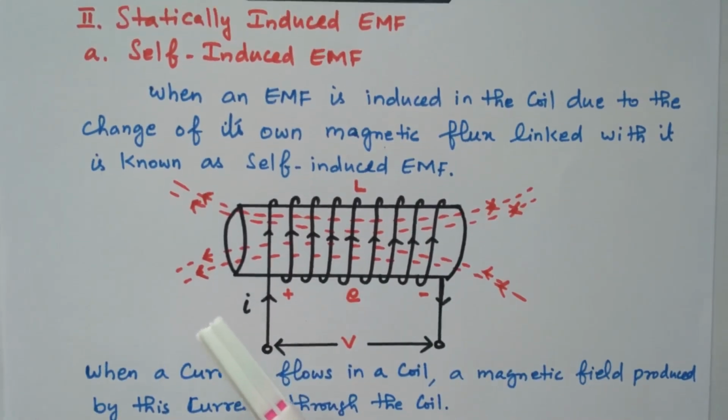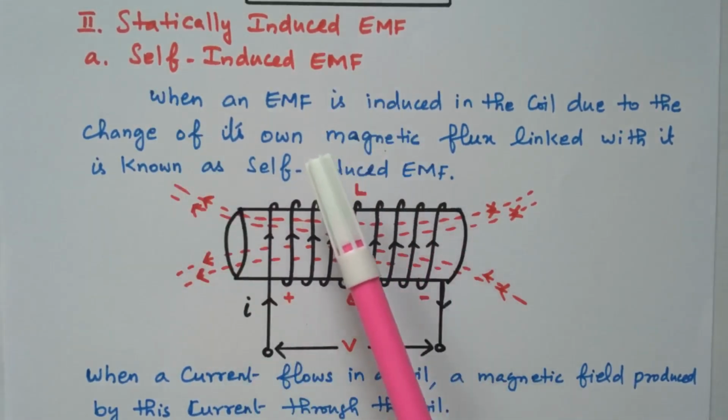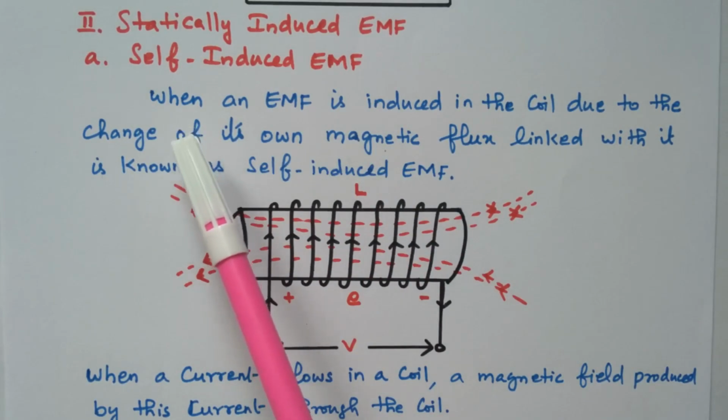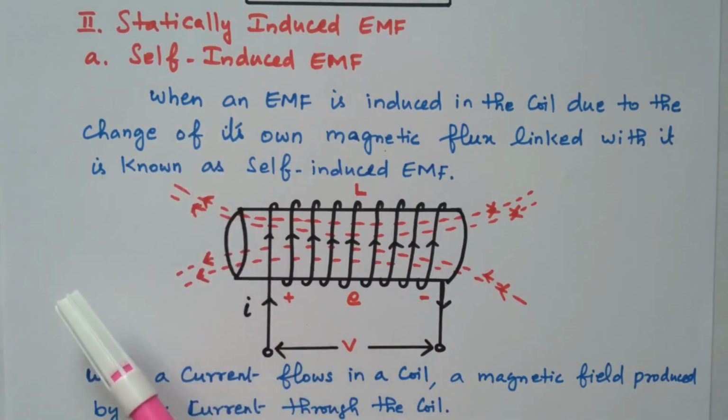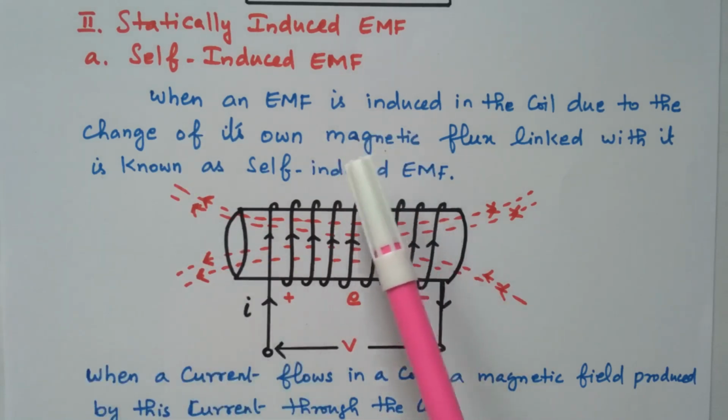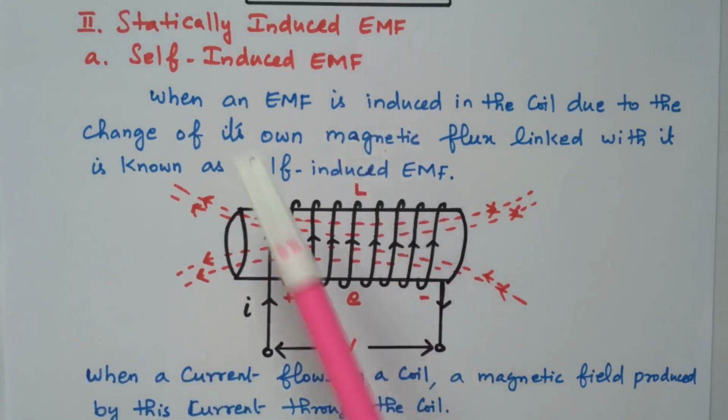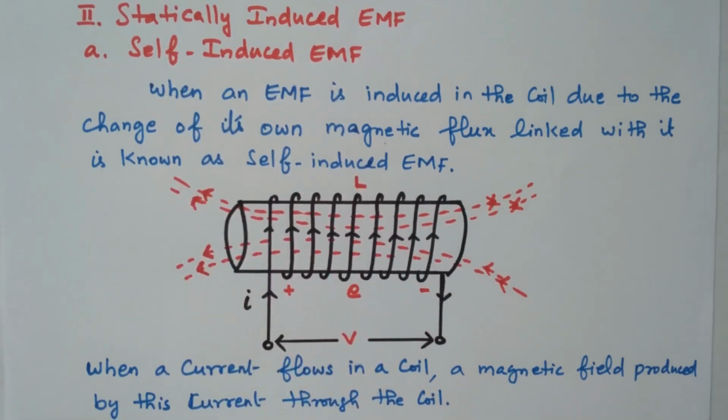In the statically induced EMF, again there are two types available, self-induced and mutually induced. Self-induced means only one coil. Mutually induced means there is mutual inductance between two coils. First we will consider the self-induced EMF. So consider this coil. One iron core is available over which the coil is wound, having only one coil. So that is called self-induced.